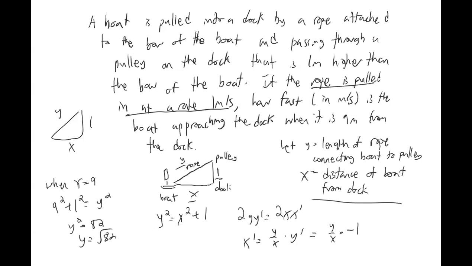It should be plus minus, but if y is length, it clearly cannot be negative square root of 82. You can't have negative length. So it's square root of 82. So square root of 82 over 9 times -1. So that's your answer. Meters per second.